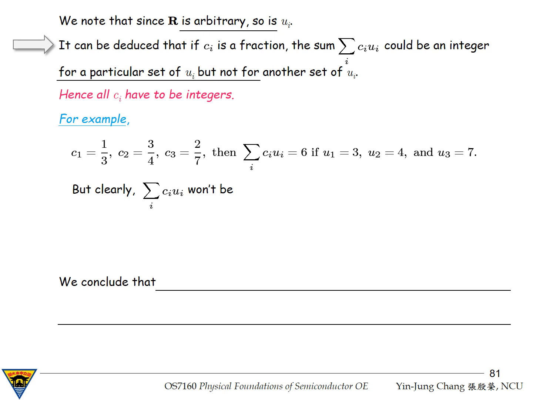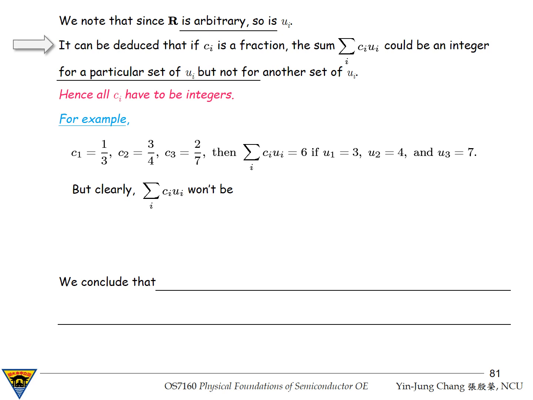Here we provide a very helpful example. Suppose c1 equals 1/3, c2 equals 3/4, and c3 equals 2/7. Then for one particular choice, such as u1 equals 3, u2 equals 4, and u3 equals 7, the sum becomes an integer, which is 6 in this example. But that is only an accident for that specific choice.